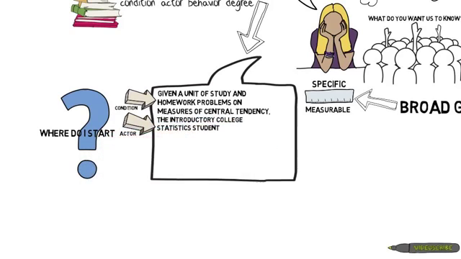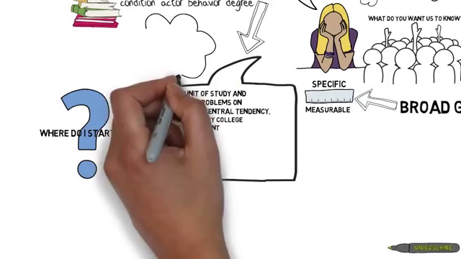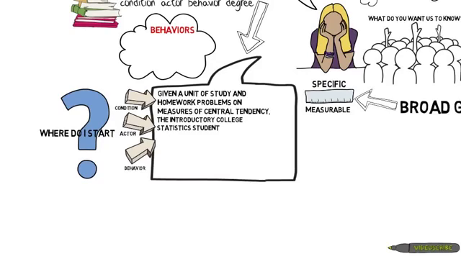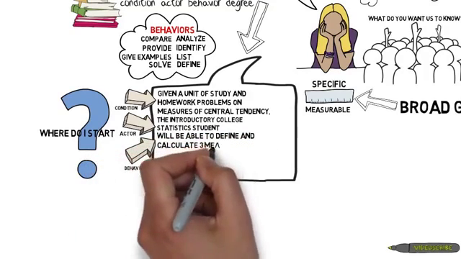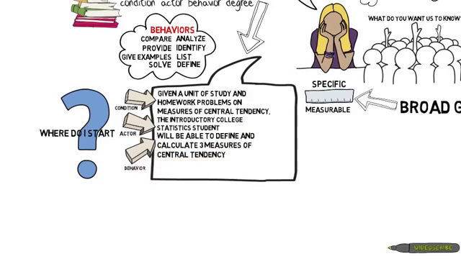Next, we need to add a behavior. This is what you want your students to be able to do after completing the condition. Verbs like analyze, list, provide, compare, identify, give examples, define, and solve are a great start. We'll be able to define and calculate 3 measures of central tendency.